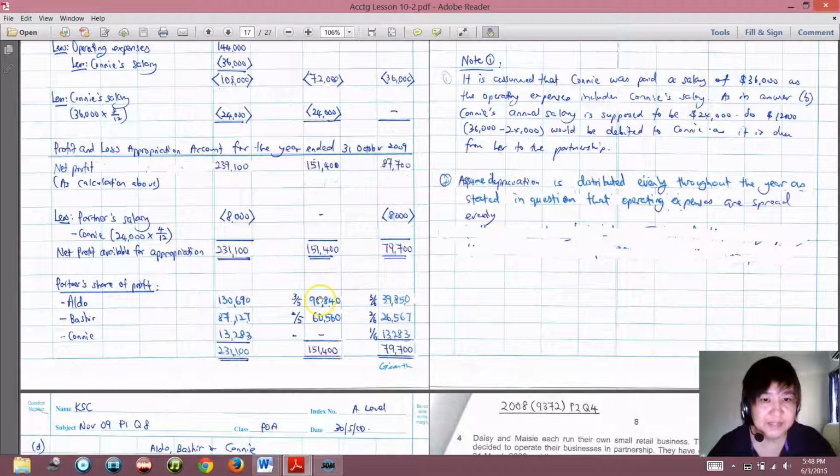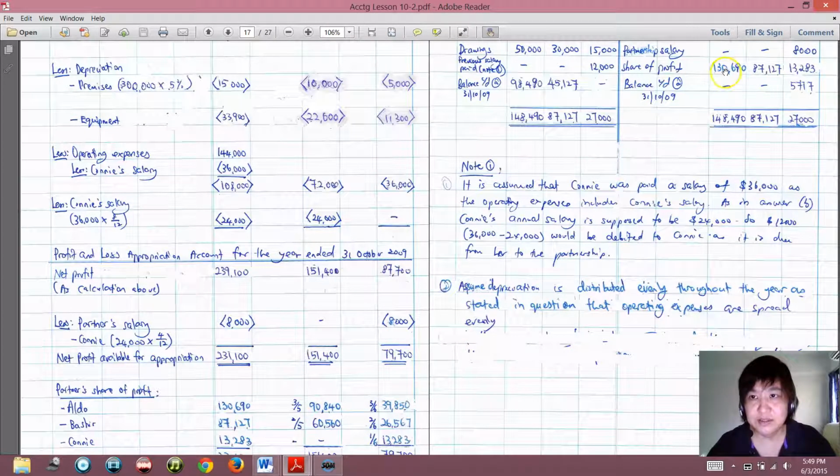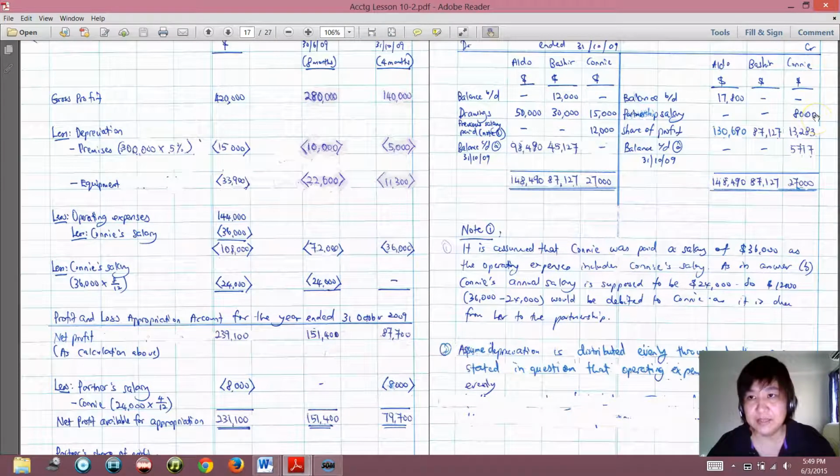Because the first 8 months were a different story from the subsequent 4 months of the year, I have appropriated the profit based on 8 months and 4 months, and this will be the share of profit for all the 3 partners. So I have finished part A and part B of the question. The share of profit will be credited to the current account like this. And then the partner salary, 8,000, will be credited to Connie's current account, like this.